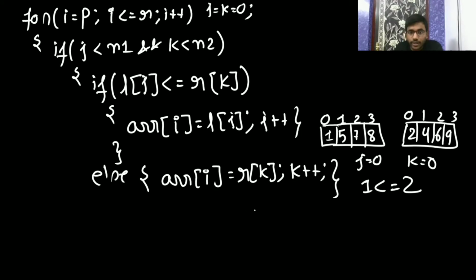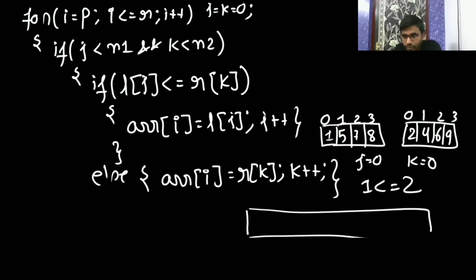Yes, it is smaller. So the actual array at position 0 is going to have left of 0, so 1 will get stored. So array of 0 is going to have left of 0, and then increment j. So now j is going to 1, because now I will compare this element with this element. Since p was 1, the actual array index was starting from 1. Now it will increment by 1. Now i will be 2.